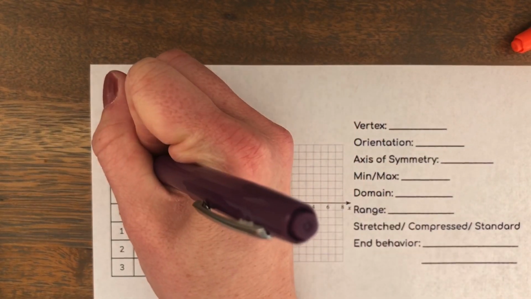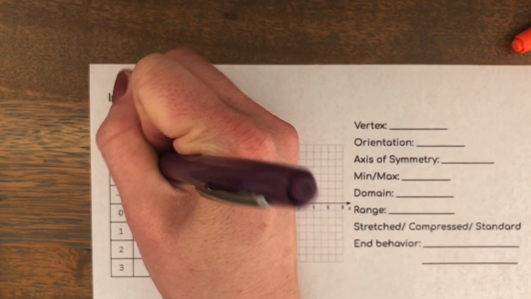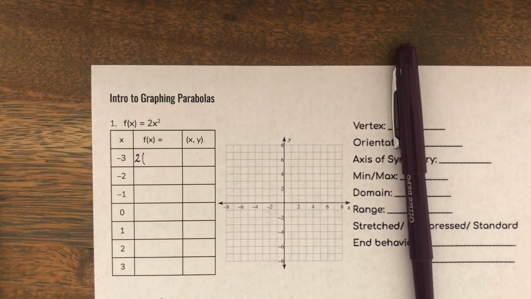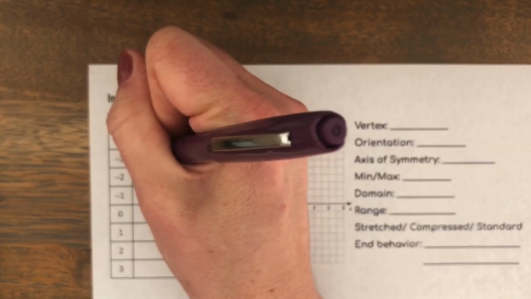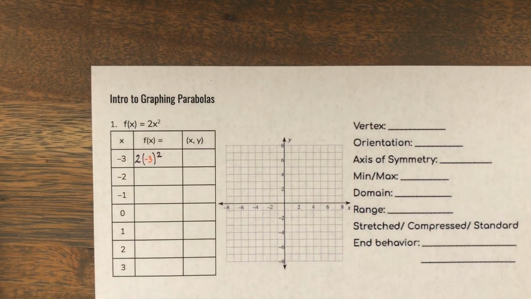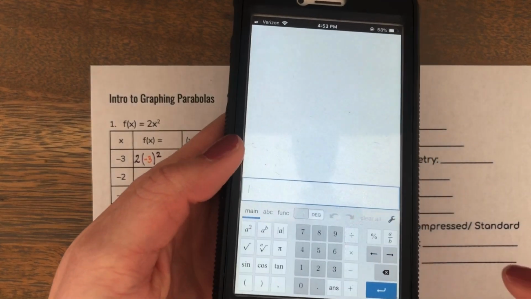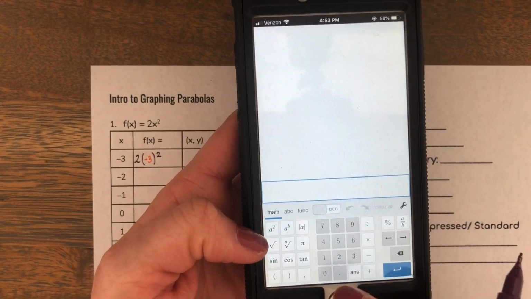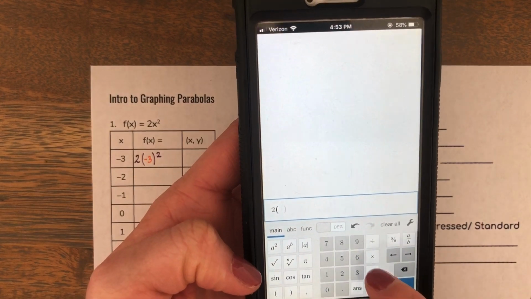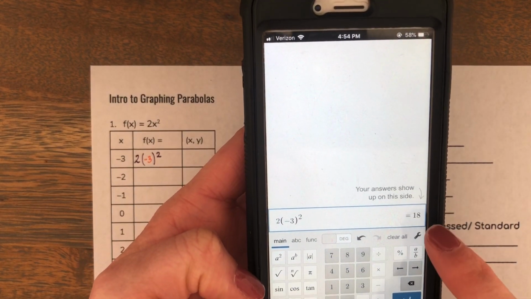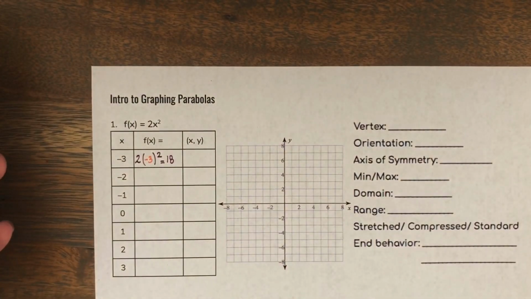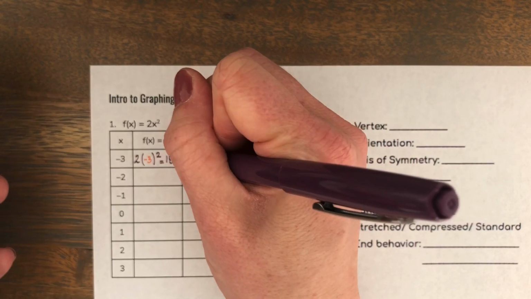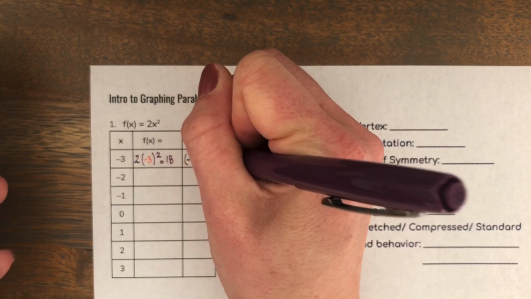So this is our function. I'm going to do 2, and then since my x value is negative 3, that's what I'm going to plug in for x. I want you to notice that I put it in parentheses because that's exactly how I want you typing it into your calculator. I'm just going to type it in just like that, and it would be 18. So my ordered pair, what I'm going to end up graphing, is negative 3, 18.